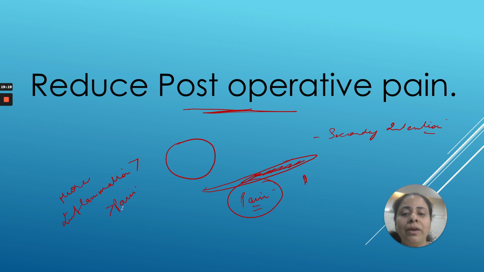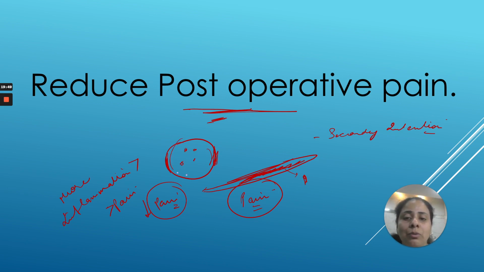Right? So we want lesser pain. So how can we achieve it? We can approximate these margins, and suppose if we can primarily close it, so that wound will be converted into a primary intention healing wound. And suppose if I cannot close it, at least I can slightly approximate it so that my post-operative pain is less. Secondly, post-operative pain is less because less foreign bodies are going to enter into this.